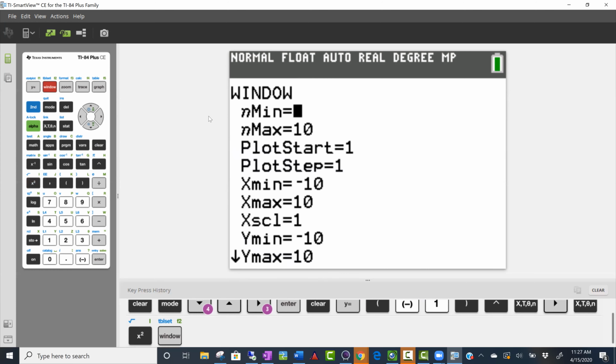Now, again, when you go to the window, you're going to see some different stuff. You've got n min and max. It has a min and a max for x, a min and a max for y.